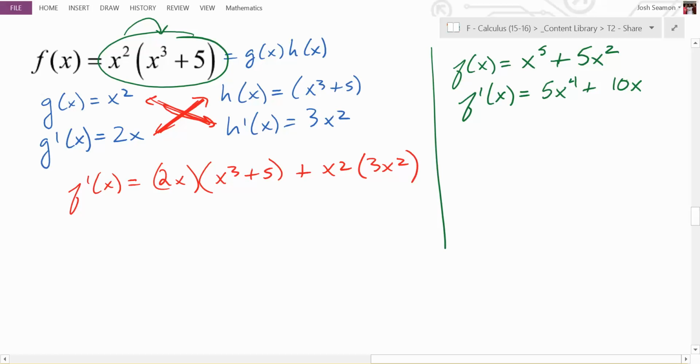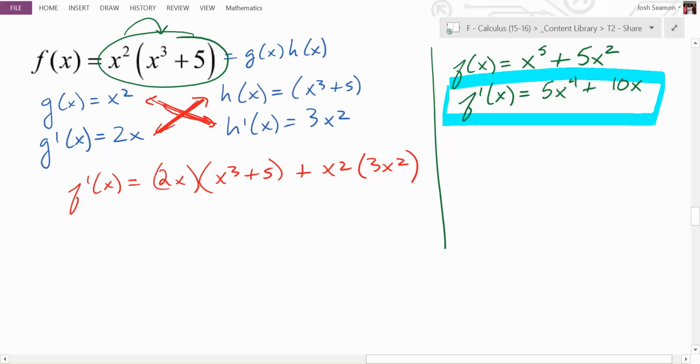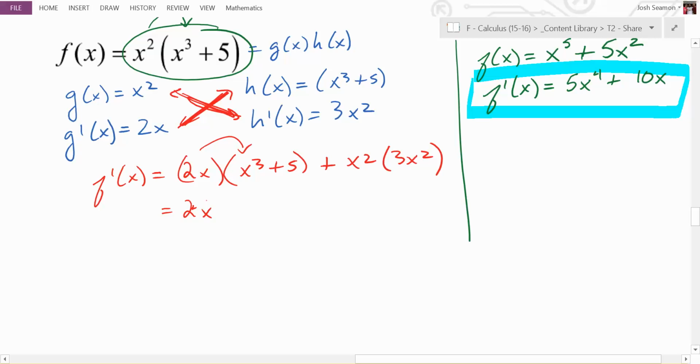Yeah. There we go. So here's the thing. If we did this two ways, should we theoretically get the same thing? Yeah. We should. Now, is there any way to simplify what's in the blue? No. But can we simplify what's in the red? Yeah, so let's see if they are the same. Let's distribute here. What do you end up with? 2x to the 4th plus 10x, right?